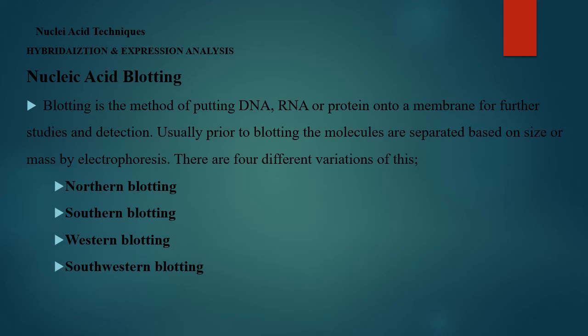So there are 4 different variations of blotting that we'll look at: northern blotting, southern blotting, western blotting. And don't be tempted to say eastern blotting. We don't have eastern blotting. We have southwestern blotting. So the north is there, the south and the west is there, and then we have the south and west combined. So these 4 we are going to look at.